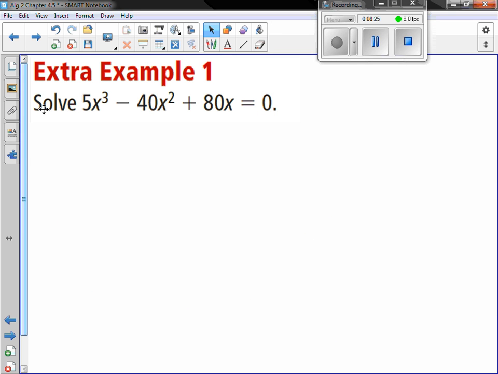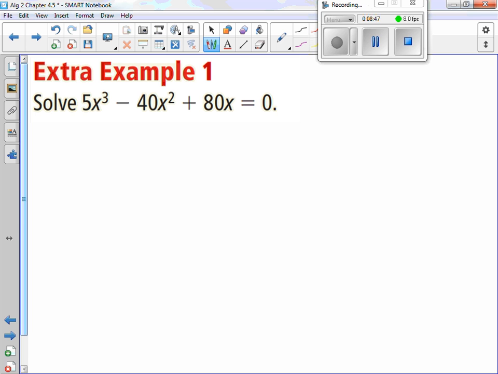Let's look at the next one. We want to solve this one here. We want to solve 5x cubed minus 40x squared plus 80x equals 0. So again, we're solving these by factoring. We're going to solve these first few by factoring. Now, if I look at this here, is there a greatest common factor between all 3 terms? 5x. Because 5 will go into 5, 40, and 80, because it's a common term in all 3. And then we also have a term x in all 3 spots.